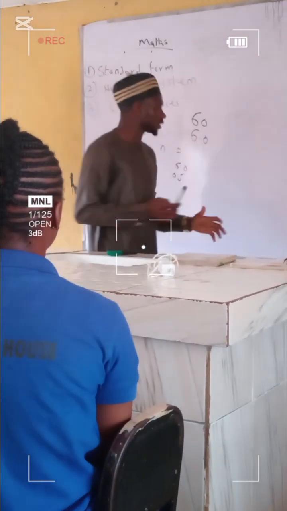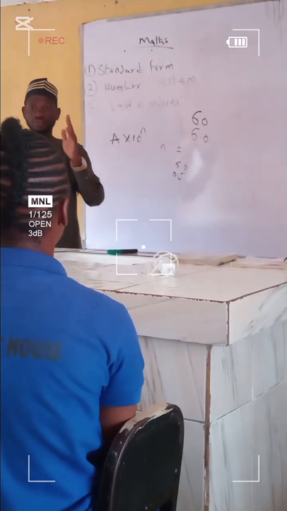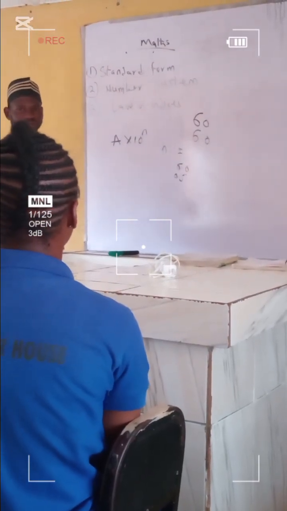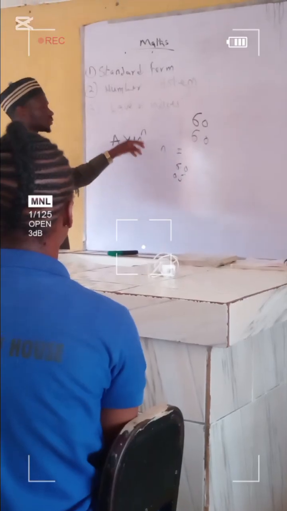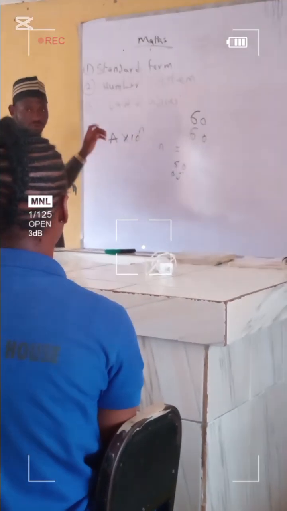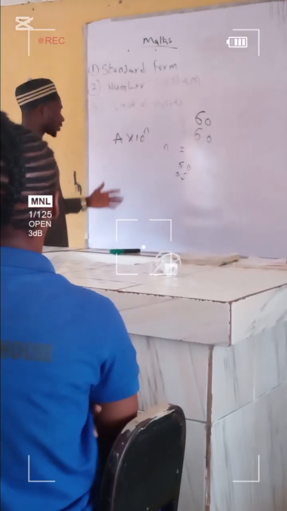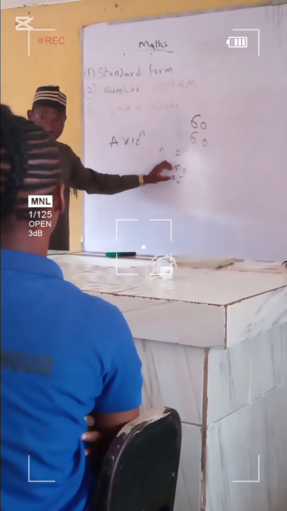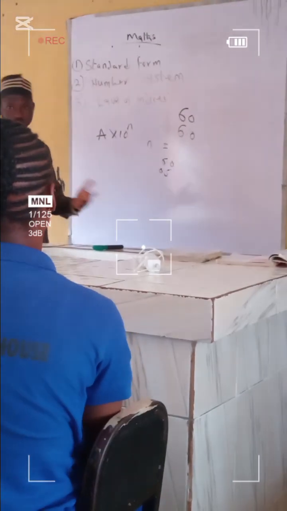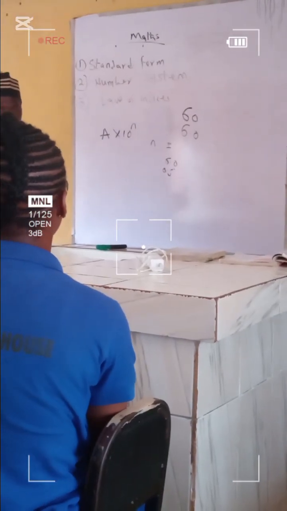So I'm going to give you a typical example. If they ask you to define standard form, this is a simple definition: A times 10 raised to n, where A can be positive or negative. Secondly, it can also be a whole number or a decimal, either less than 1 or greater than 1.